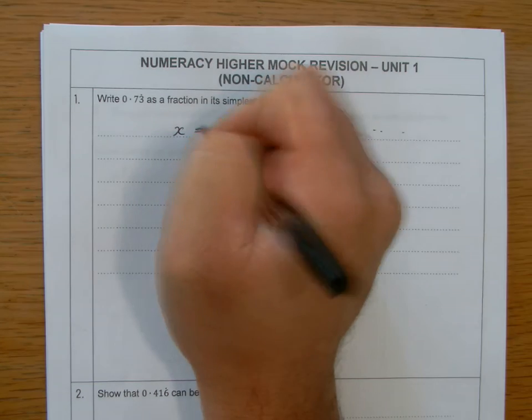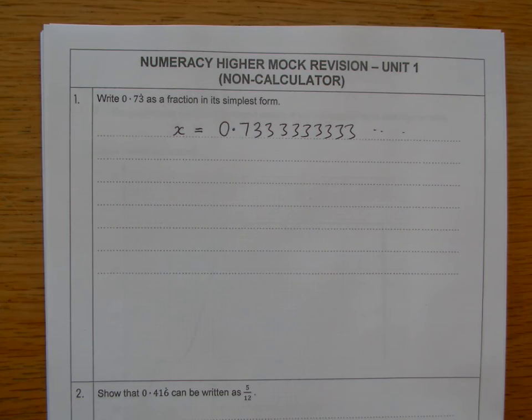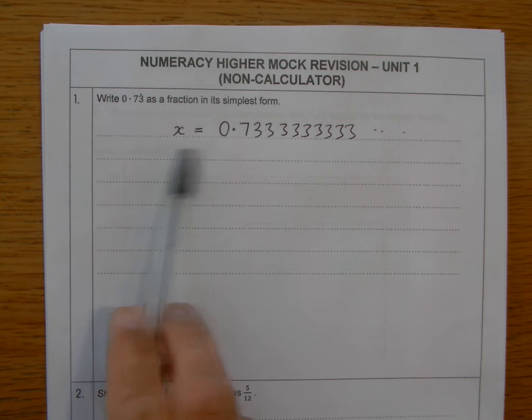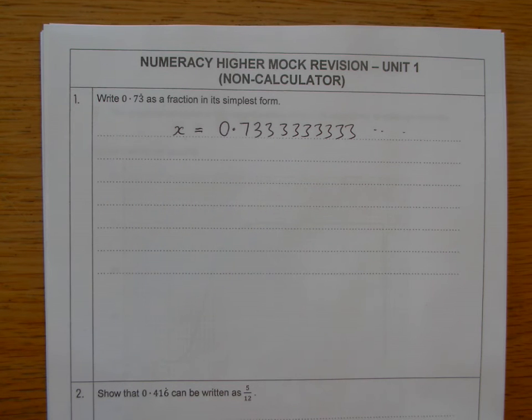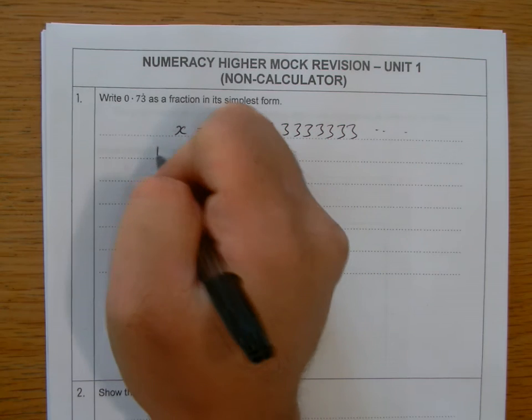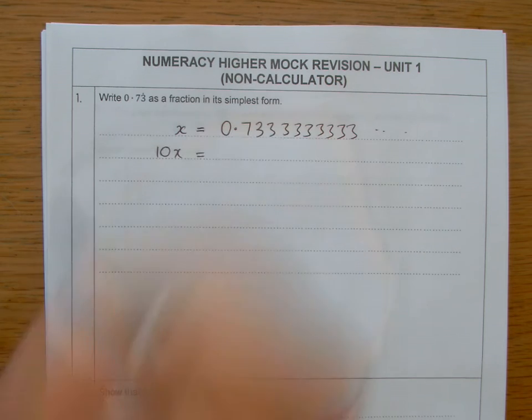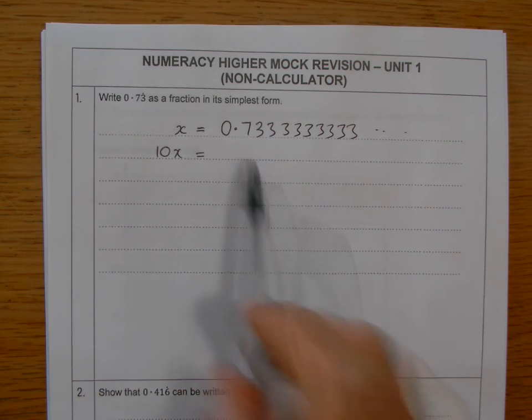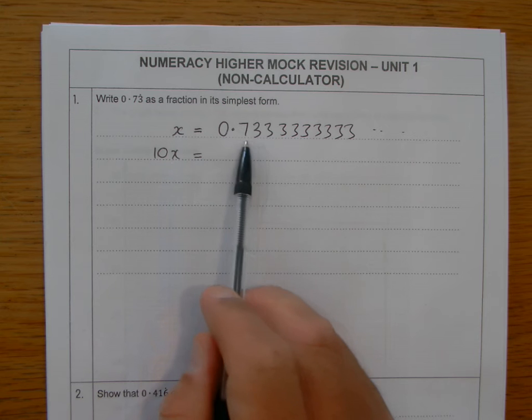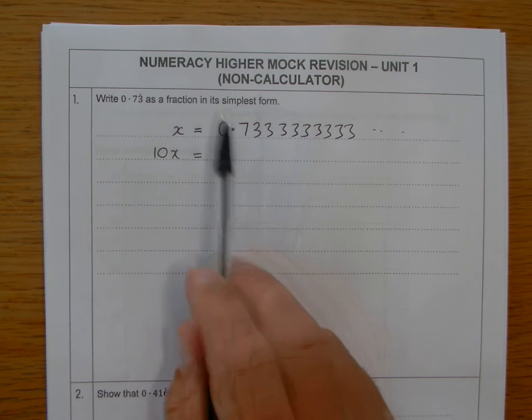We've got to go through a process now, the same process every time, and you'll end up being able to determine a fraction for this particular recurring decimal. So let x equal it. The next step is you always multiply it by 10, whatever the question. So if I work out what 10x is, because that's what you get when you multiply x by 10, the number becomes 10 times bigger.